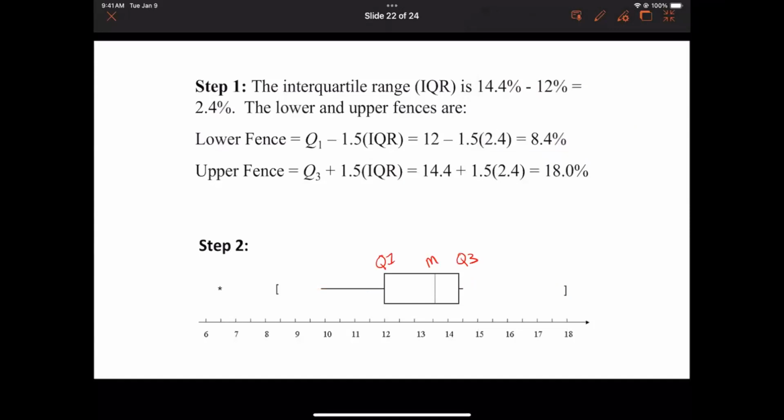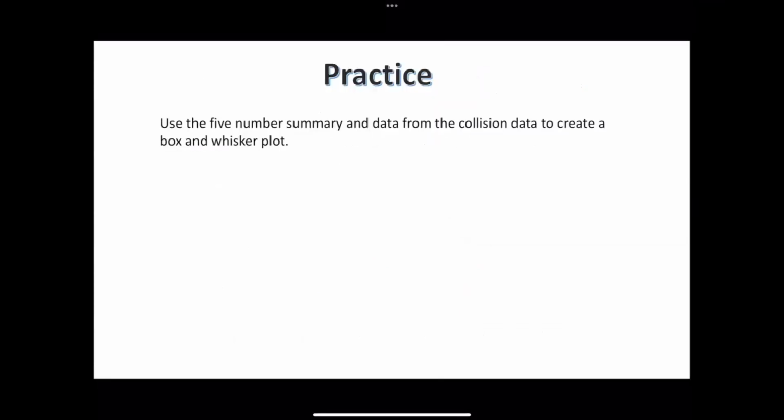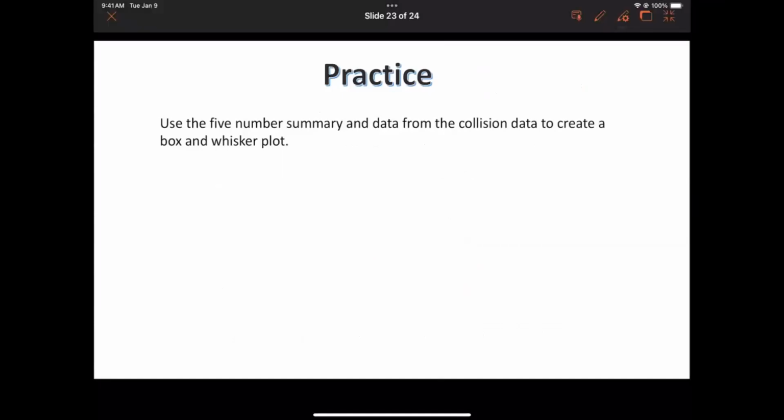All right. We're going to do one with the highway loss data, the insurance stuff. We're going to do one of those together. Sometimes it's hard to know exactly how long to make your number line. I've made this one so many times that I kind of know how to break up my number line.